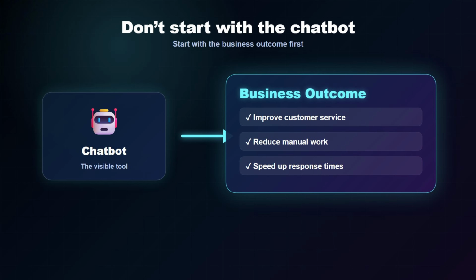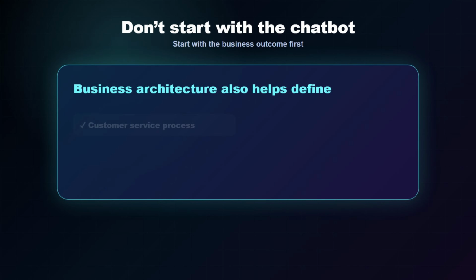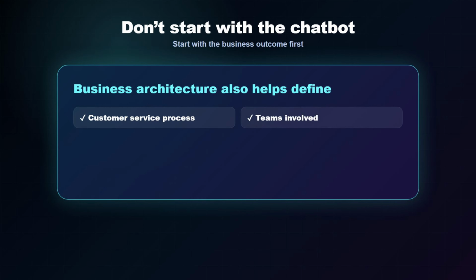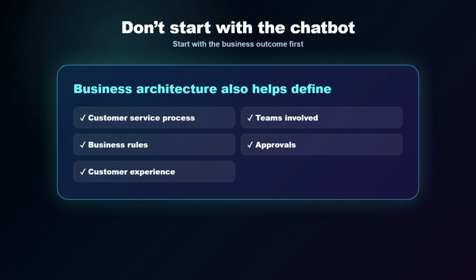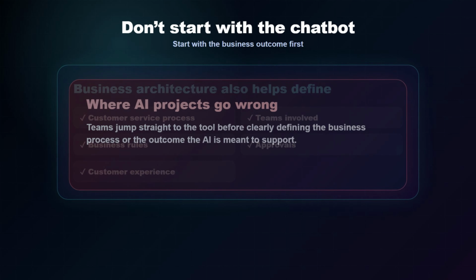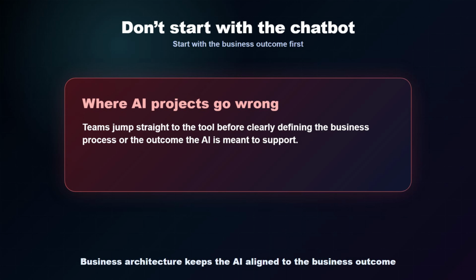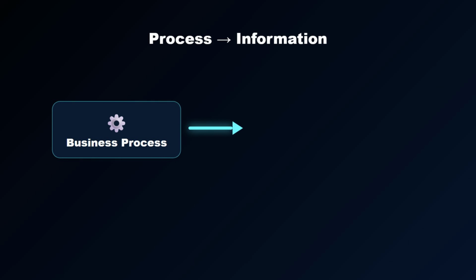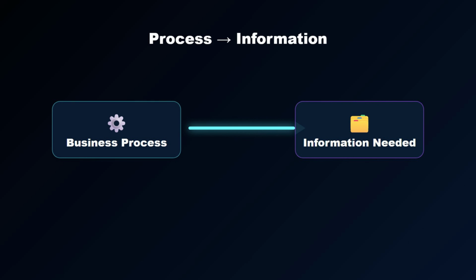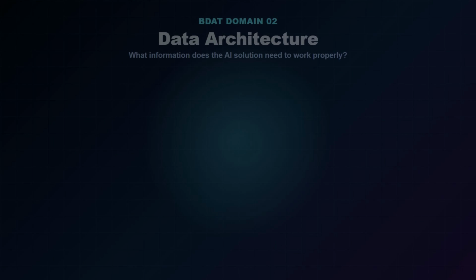Business architecture also helps us understand the customer service process, the teams involved, the business rules, the approvals, and the customer experience. This is where people often get AI wrong. They jump straight to the tool, but they have not clearly defined the business process or the outcome that the AI is meant to support. So once we understand the business process, the next question is, what information does that process need? That takes us into data architecture.